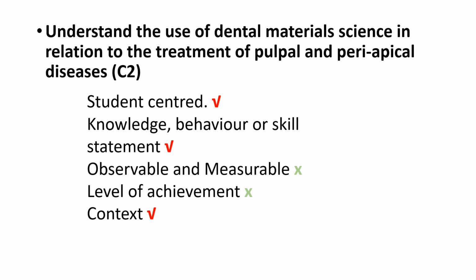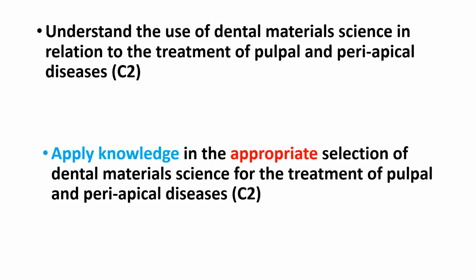Let's improve. The active verb apply is used as a replacement so that this activity can be observed and measured. Level of achievement is appropriate, as highlighted in red. It indicates that the outcome is not achieved till the student correctly selects the appropriate material for the condition, and it can be assessed with a rubric. So, the outcome would be modified as: apply knowledge in the appropriate selection of dental material science for the treatment of pulpal and peri-apical diseases in the C2 level of knowledge domain.